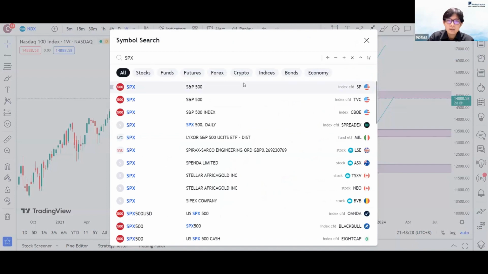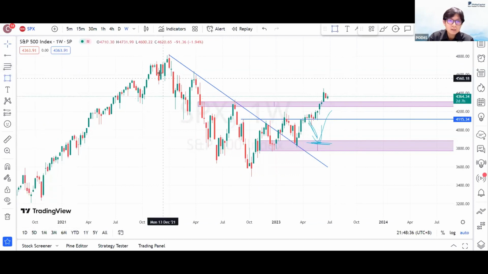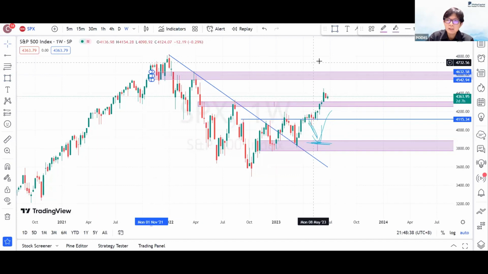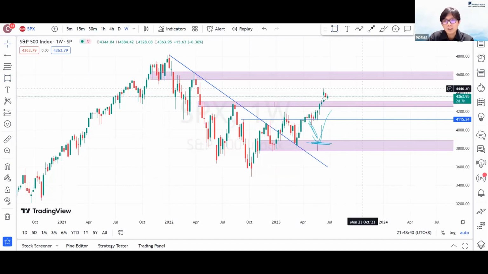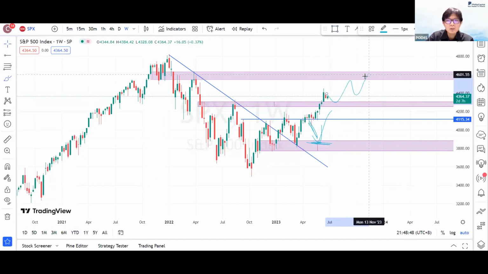The last of the indices will be the S&P 500. For now, the nearest area of supply would be around 4,500. Price ran nicely above 4,300. As long as price can continue staying above this level, we should continue to see higher lows and higher highs being formed.